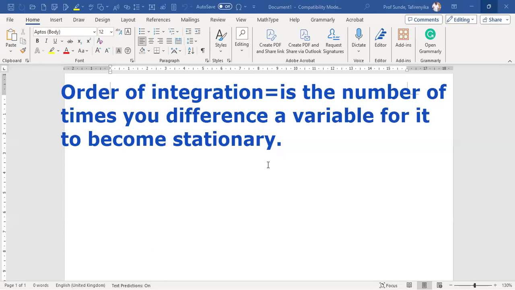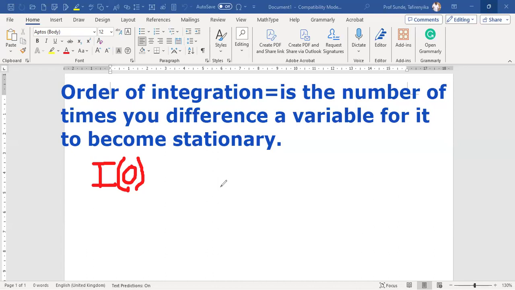So we can talk about integration of order one and integration of order zero. And this is how we write it formally. When you want to write that the variable is integrated of order zero, in other words, you don't need to difference this variable for it to become stationary, it's already stationary, this is how you write it. So a variable that is integrated of order zero is already stationary, and you don't need to difference it to become stationary.